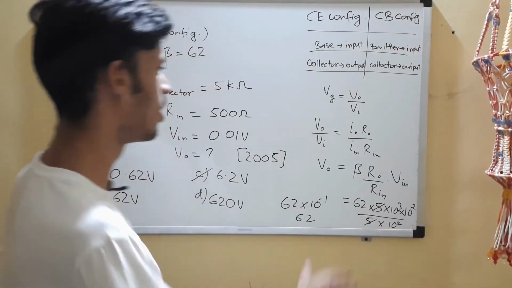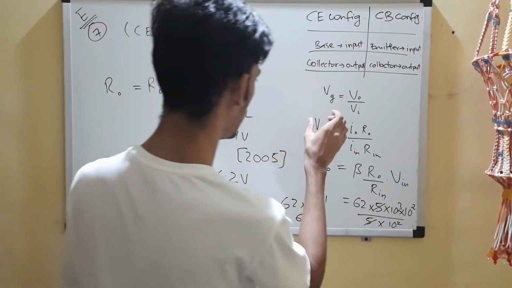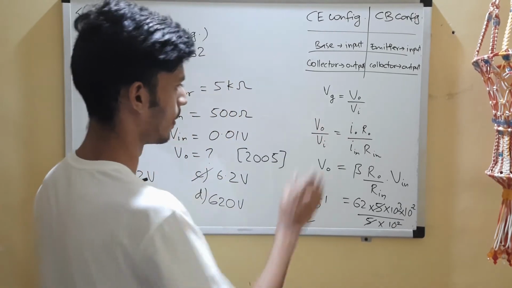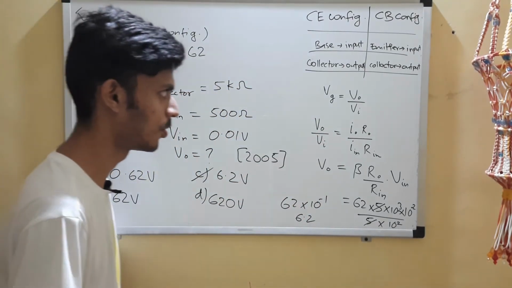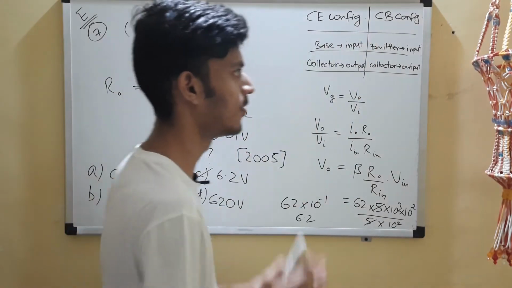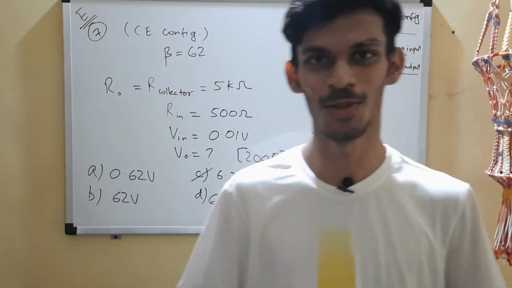Okay, so here the approach, the idea was to use the formula for voltage gain. Okay, output voltage by input voltage. Note this table down, it is very, very important. Let's move to the next question now.